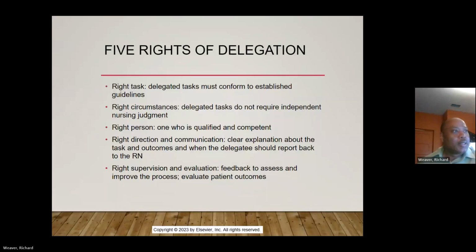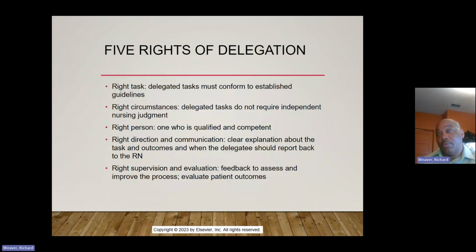So as I said, we're going to start with slide 18, and this talks about the 5 rights of delegation. Make sure I'm sharing. Let's see, screen 2 and allow. All right, so you should be seeing slide 18, 5 rights of delegation.